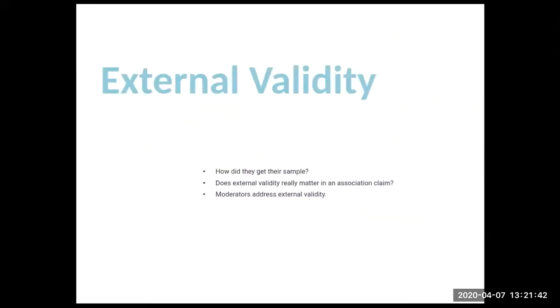So finally, external validity. Ask the question, to whom can this generalize to? To what other populations, people, from the sample to the population, right? We also have to ask the questions, as we talked about in the last chapter, how did they get their sample? Remember, a more representative sample overall is better. And does external validity really matter in an association claim? Remember, our short answer is, it depends. What about these things we call moderators? How do they address external validity?